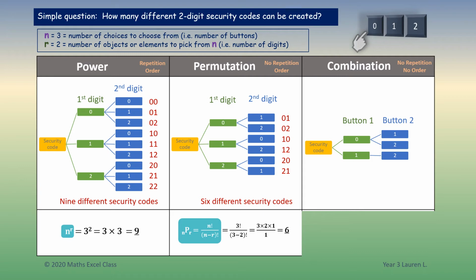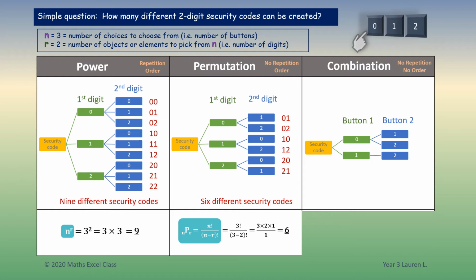Now if we choose 1 first, we can only choose 2 to press at the same time as we cannot repeat, and 1, 0 is the same as 0 and 1. So our only combination is 1 and 2.